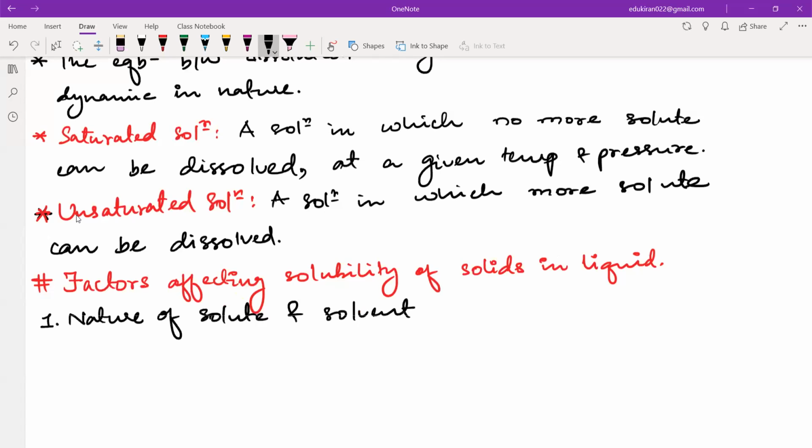So for example, in solute, what are we using? Are we using salt or sugar? If I keep everything the same, then salt will be more soluble than sugar in water, right? So nature of solute and solvent is very, very important.